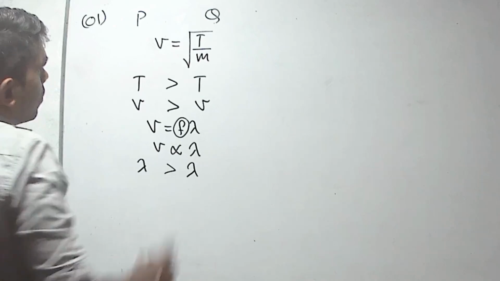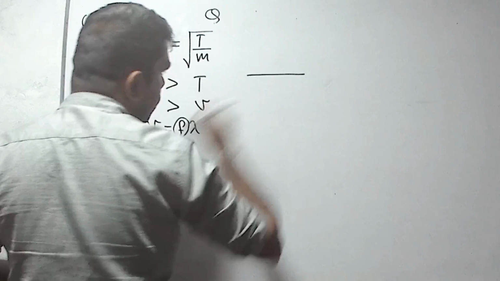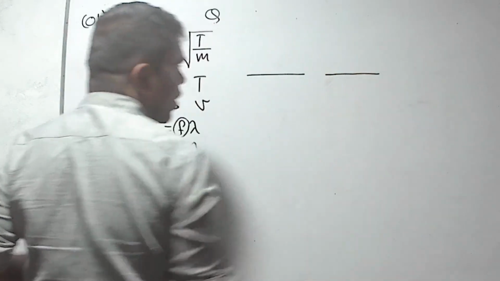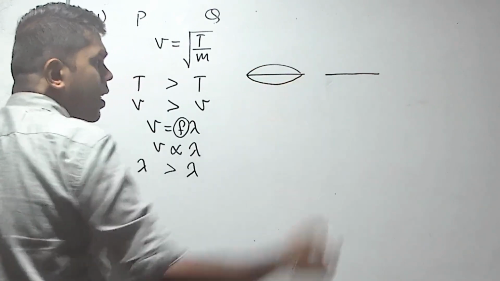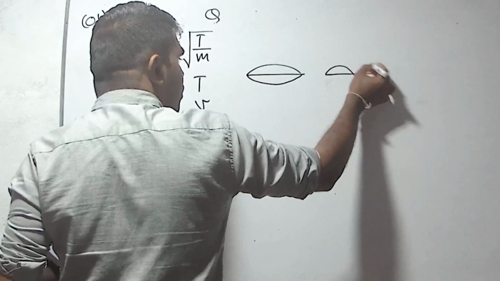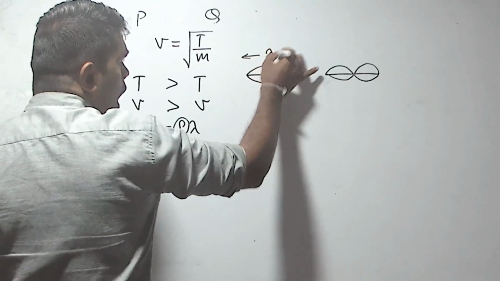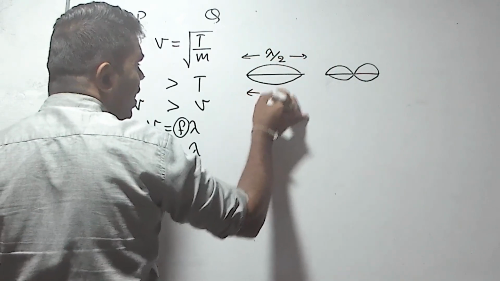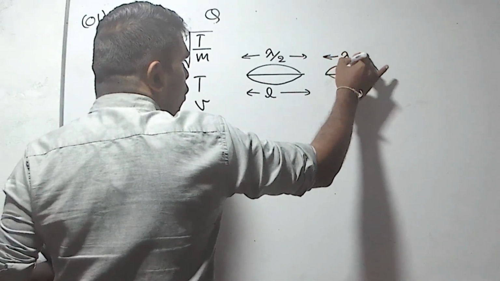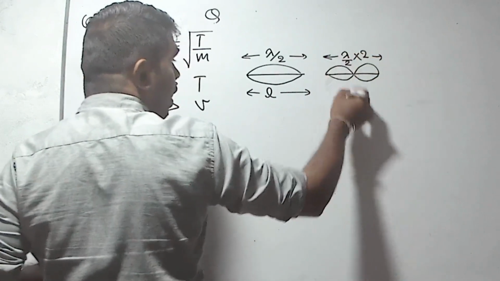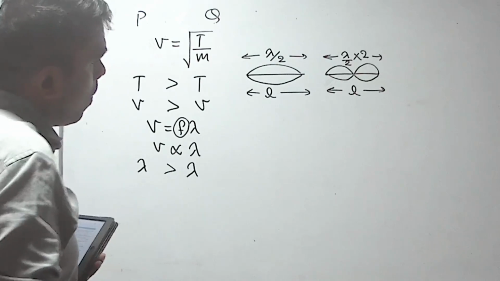Now I will consider the fundamental and first overtone for the same string. The shape of the fundamental frequency is this one. The shape of the first overtone is this one. In this diagram, half of the wavelength equals the length. In this one, half of the wavelength into 2, which means the wavelength equals L. Now we can compare.